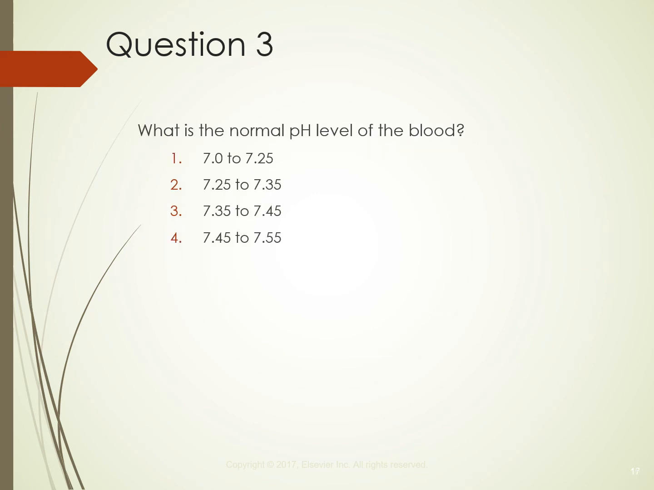What is the normal pH level of the blood? You should choose 7.35 to 7.45, which is number 3.